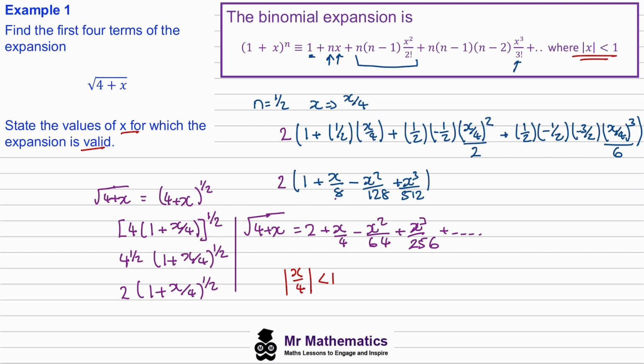We can move this division of 4 to the right-hand side, so the magnitude of x has to be less than 4. But x can be positive or negative. So our expansion is valid when x is less than 4, but greater than negative 4. Okay? Let's try another question.